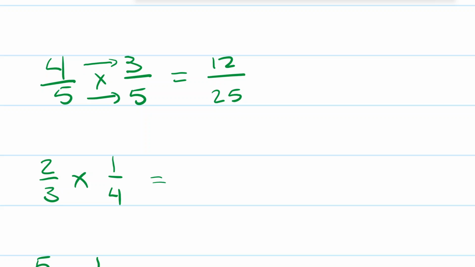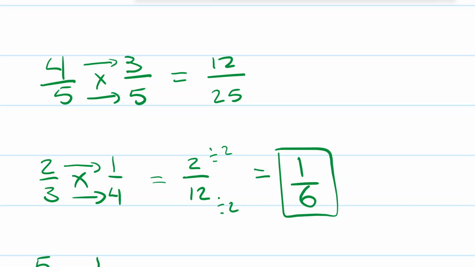Same thing with 2/3 times 1/4. You're going to take 2 times 1, 3 times 4, and you get 2 over 12. Both of these can be divided by 2, of course, and you're left with 1 over 6 as your final answer.